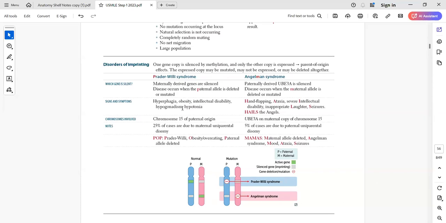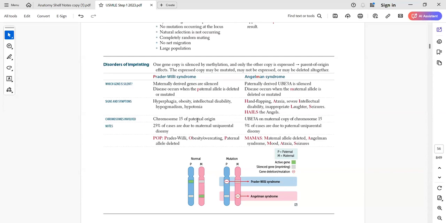So the signs would be obesity, intellectual disability, hyperphagia, hypogonadism, hypotonia. It would be chromosome 15 of paternal origin. You have to memorize this. Okay, this is the mnemonic, which is POP. Prader-Willi, obesity, paternal allele is deleted. So you know that paternal allele is deleted and maternally derived genes are silenced in Prader-Willi syndrome.